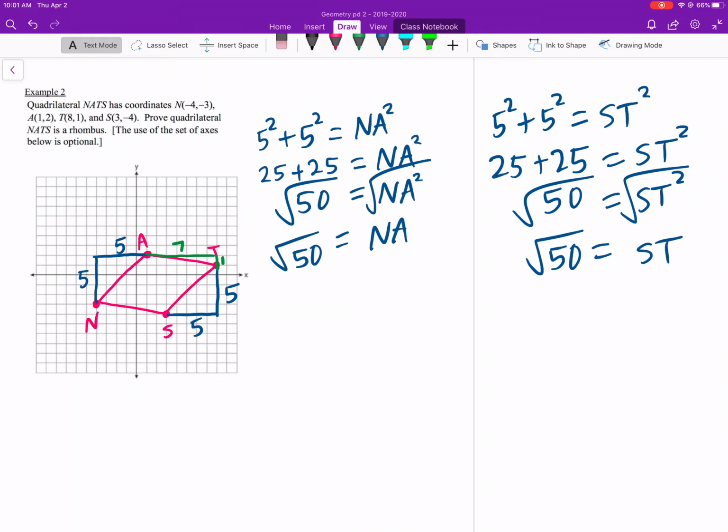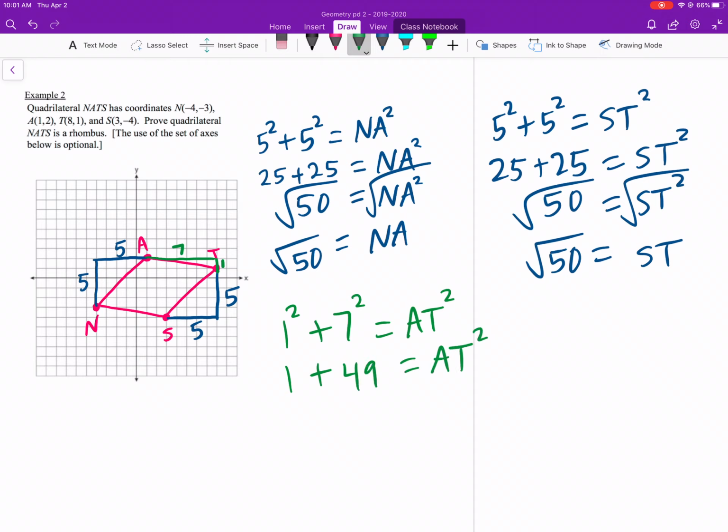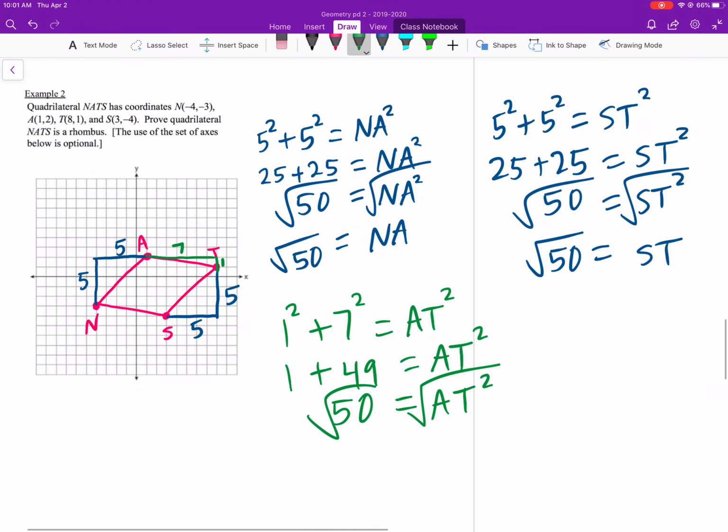Well, let's check it with the Pythagorean theorem. 1 squared plus 7 squared is equal to the side length squared, what we're looking for, which is AT squared. So 1 squared is just 1. 7 squared, 49. That's equal to AT squared. AT squared is equal to 1 and 49 makes 50. That's good. You can see we're going to end up with the exact same side length. We get AT is also equal to radical 50. Good things.